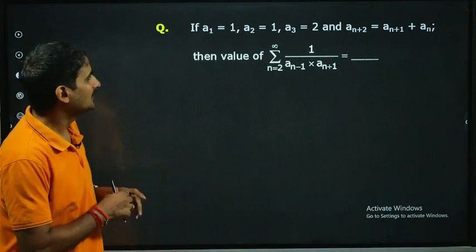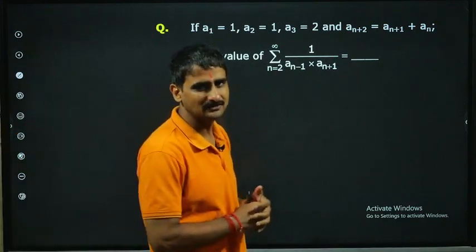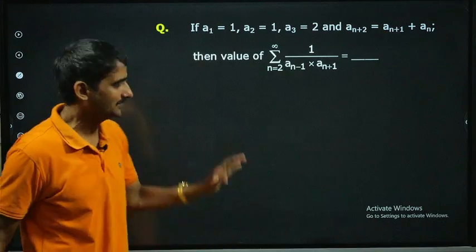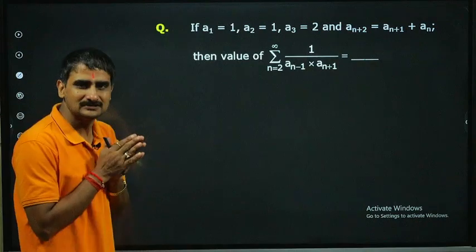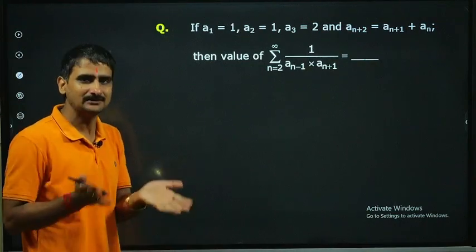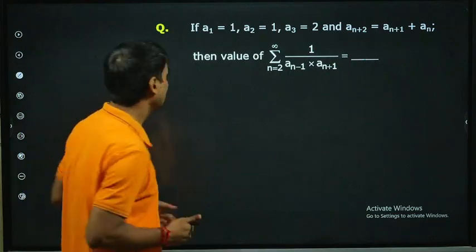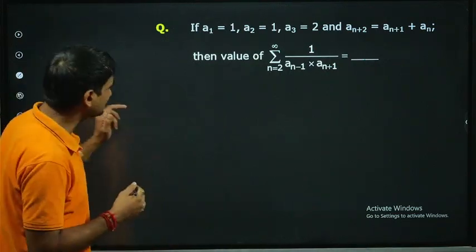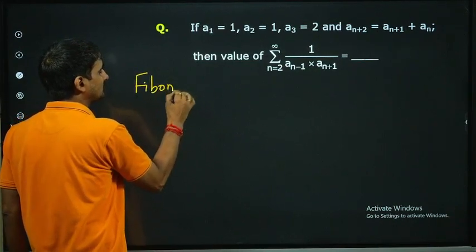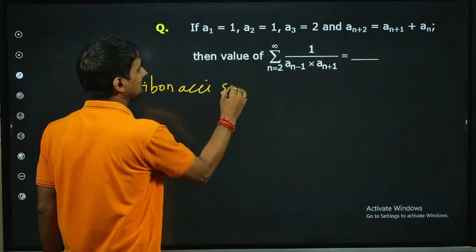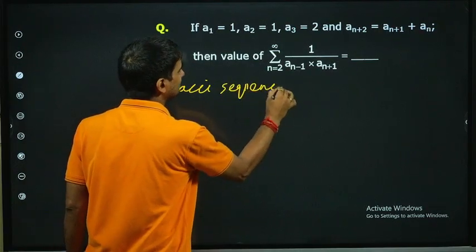So that's a question on series, a very interesting question. I got this question as a doubt just a few days back, so I added it to our series. Which sequence is it? It doesn't matter, but it's a very common sequence and we should know about it. This is the Fibonacci sequence, which has been defined in the question here.